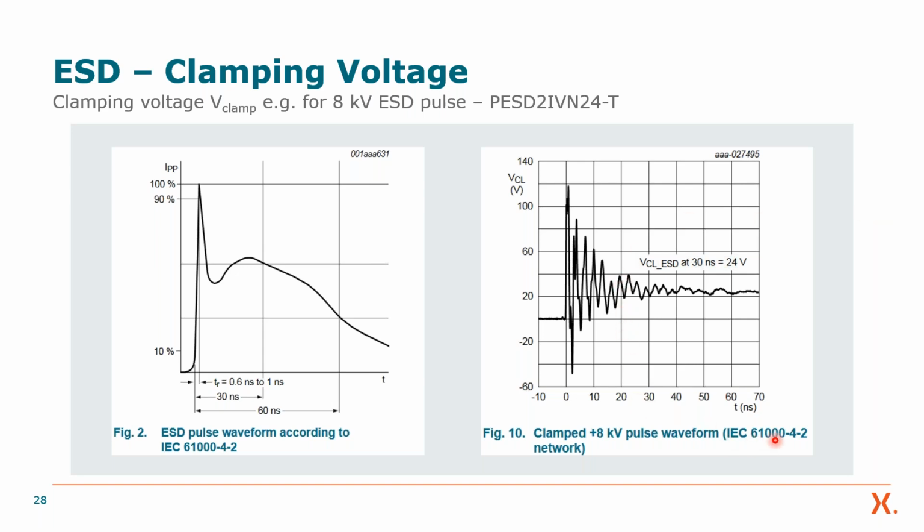It's also based on this IEC 61000-4-2 pulse, here 8 kV. And then there's a graph shown, and at a certain point in time, here 30 nanoseconds, it is evaluated and it says 24 volts. So what it tells you is that if you have your interface and you are shooting on the connector, the voltage peak of 8 kV is clamped down to this curve.